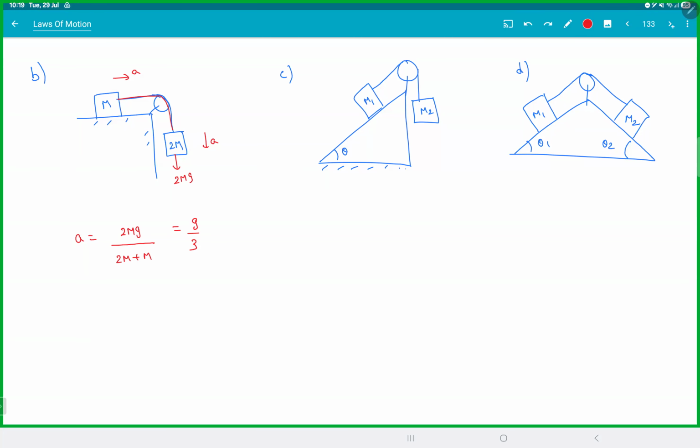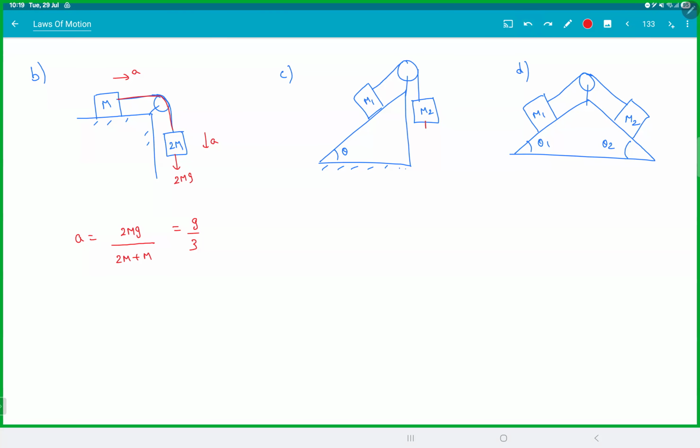Any doubts on the B part? Please ask me. So you need to take the weight components which are along the string. The B part is like your friend who comes to the party but doesn't bring anything. He'll eat and go. So all the work is being done by this 2m only.